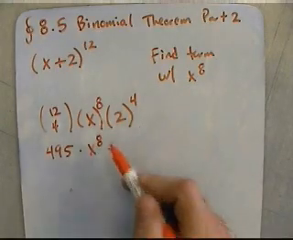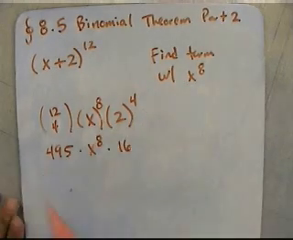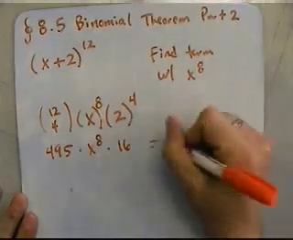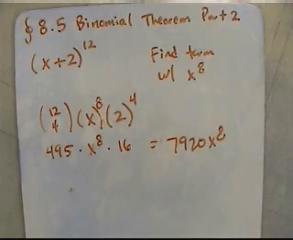All right, so then raise 2 to the 4th, right? So 2 to the 4th, 16, right? And so we go 16 multiplied by the 495. So multiply that by 16. So I get 7920, x to the 8th. Okay, so that's the term that has the x to the 8th part in it. The coefficient for that term would be 7920.